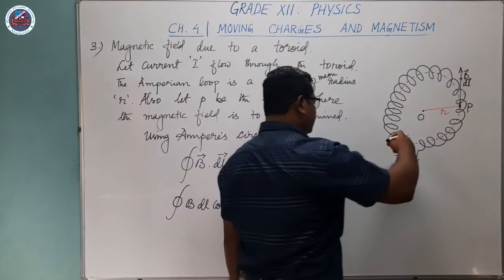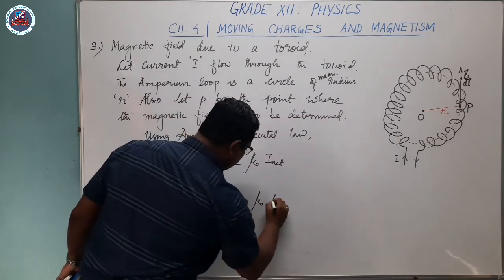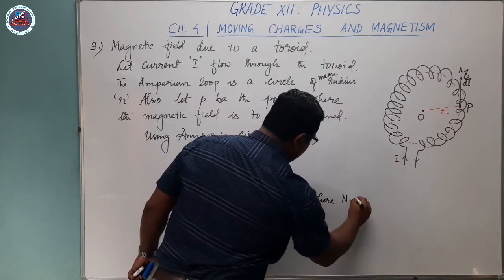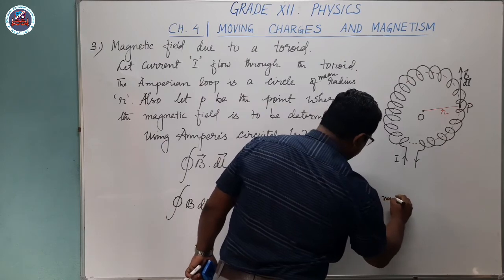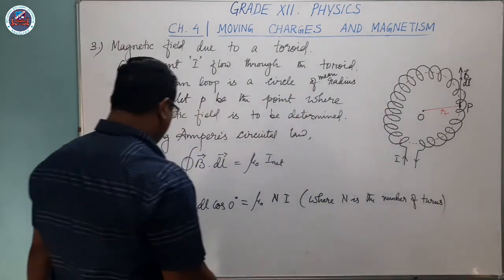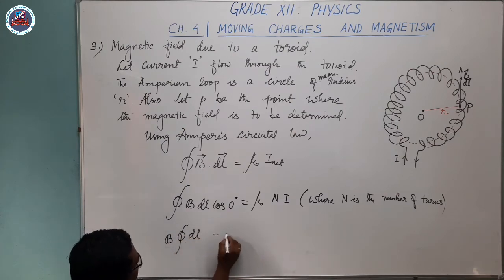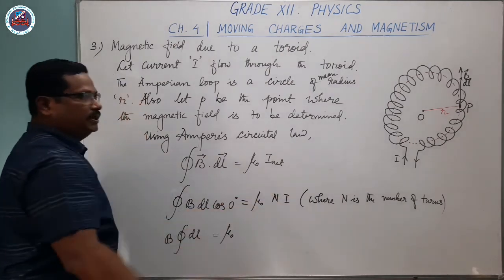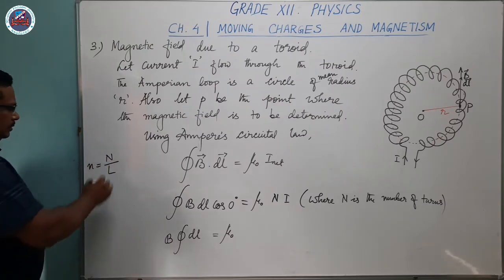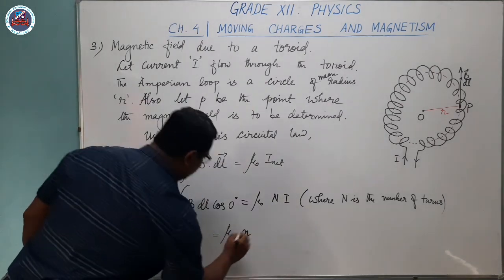The net current is the number of turns times the current I, like the earlier case in the solenoid, N I, where N is the number of turns. Then B you can take out of the integration, dl you can integrate, cos 0 degree is 1, equals mu naught N I. Introduce the number of turns per unit length. As I said, number of turns per unit length is n equals N divided by L.